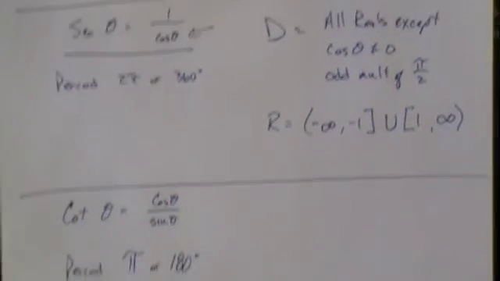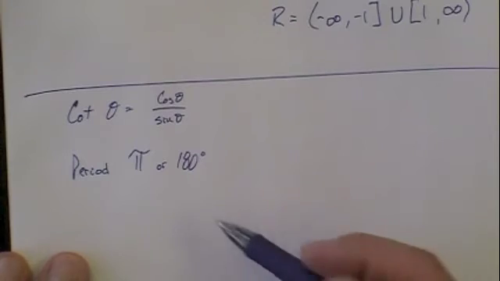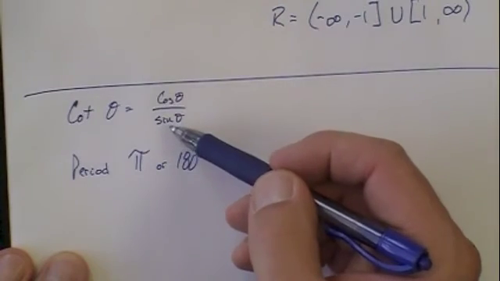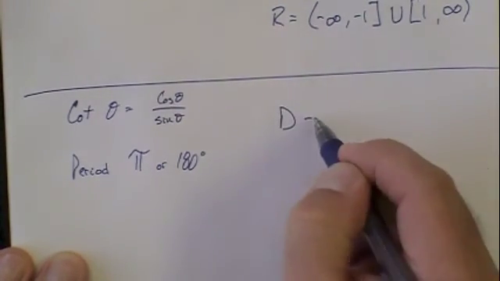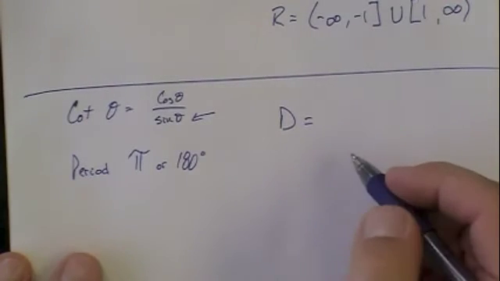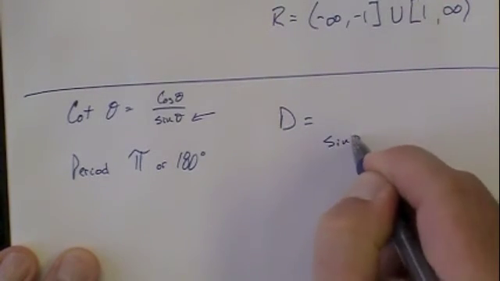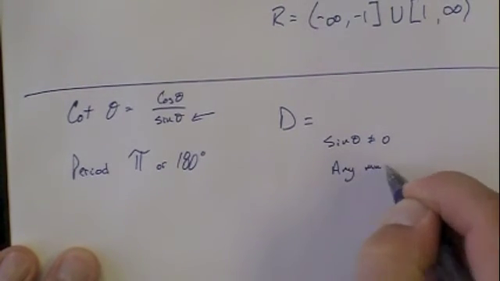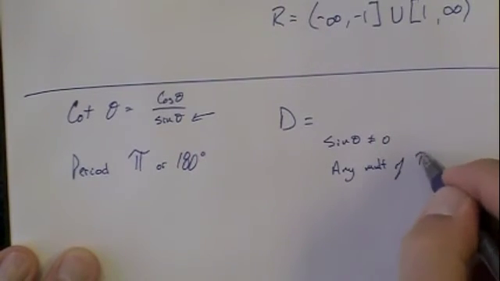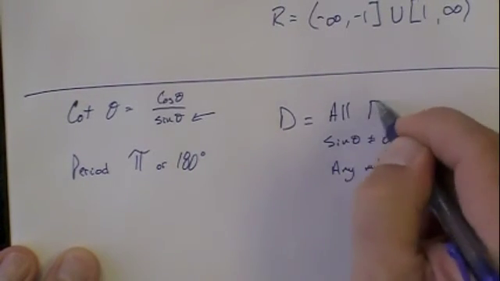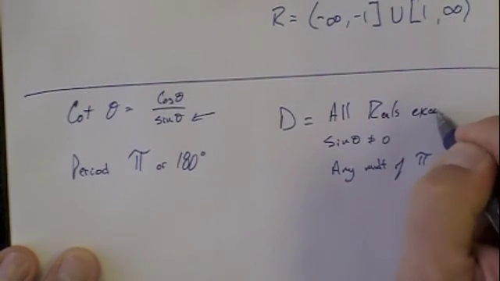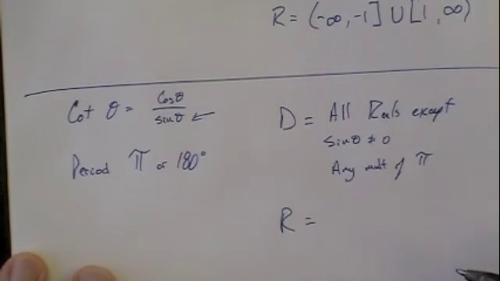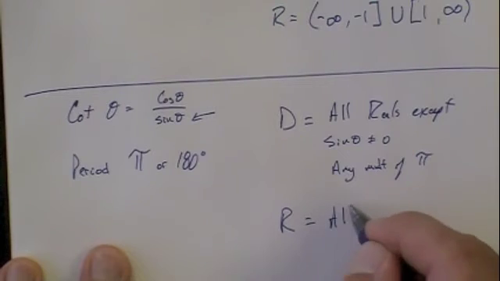Now cotangent is going to have the same period as tangent. That's going to be pi or 180 degrees, and it starts repeating. And again, your values, cosine over sine. So as far as that domain goes, again, we have to watch out for any multiple of pi because the sine of theta cannot equal 0 since it's on the bottom of the fraction. That happens at any multiple of pi. So all reals except for those values where we have pi. Now our range is going to be all real numbers.